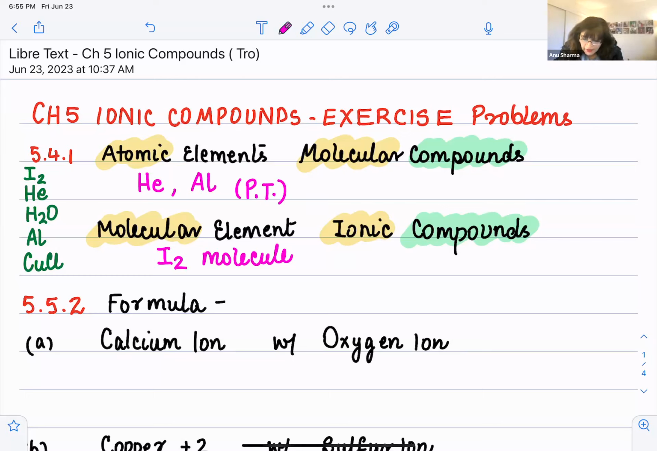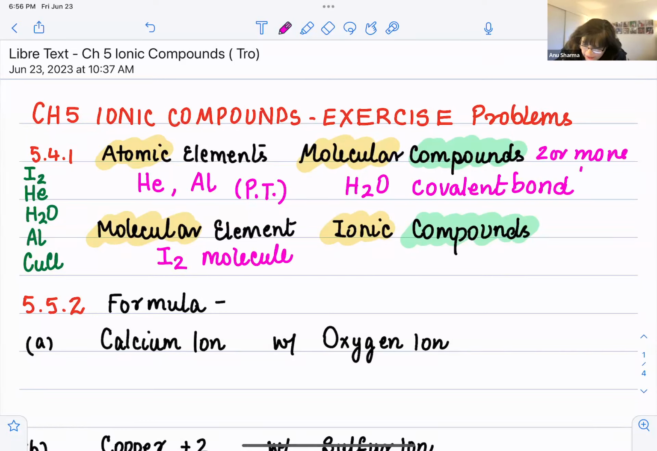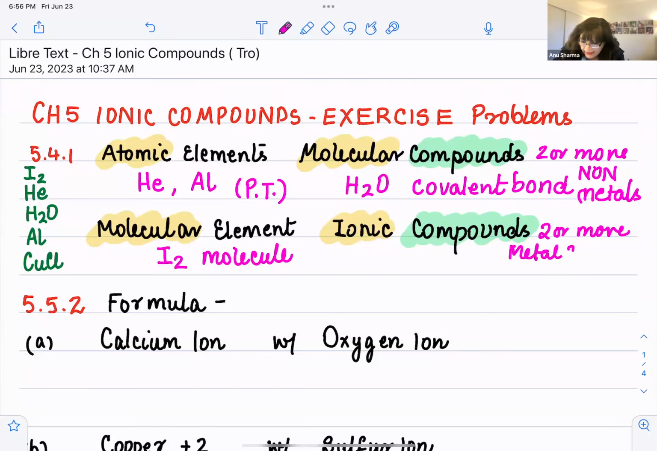Next is the molecular compound, like H2O. Here, hydrogen and oxygen are combined by covalent bonds. So here we have covalent bonding in two or more nonmetals, when two or more nonmetals mix. Now comes the ionic compound. An ionic compound is always when a metal and a nonmetal mix together or bond together.